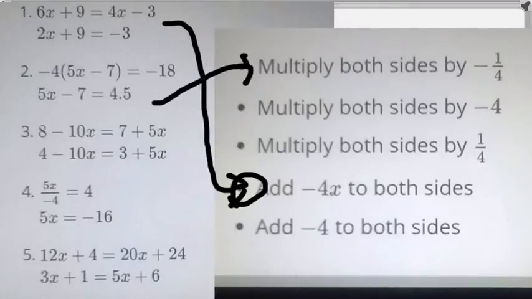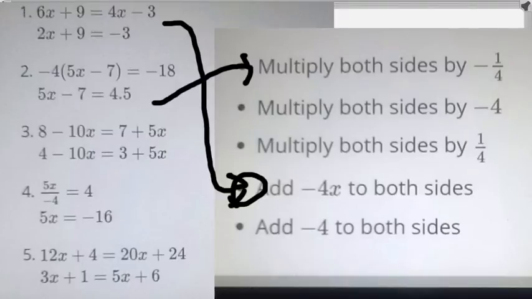The secret message today, or the secret problem, is to write down that -4 times -1/4 is 1, and -18 times -1/4 equals positive 4.5. That's what I want you to write down for the secret problem.